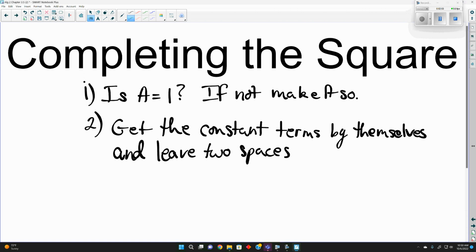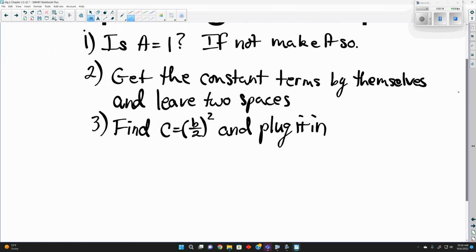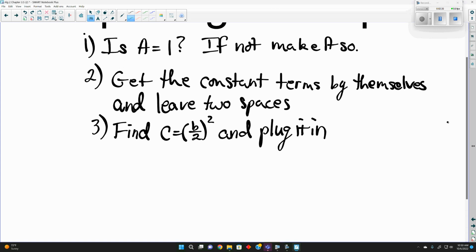Now the third step is to find C, which is b over 2 squared, and plug it in. The last step is to factor and solve.